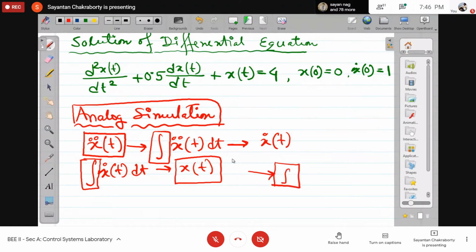And simplify block diagram. Right? So this is x double dot, this is x dot, and this is your x. So this is the theme behind this analog simulation. This is the motive or the objective. Let us see how this objective can be fulfilled.